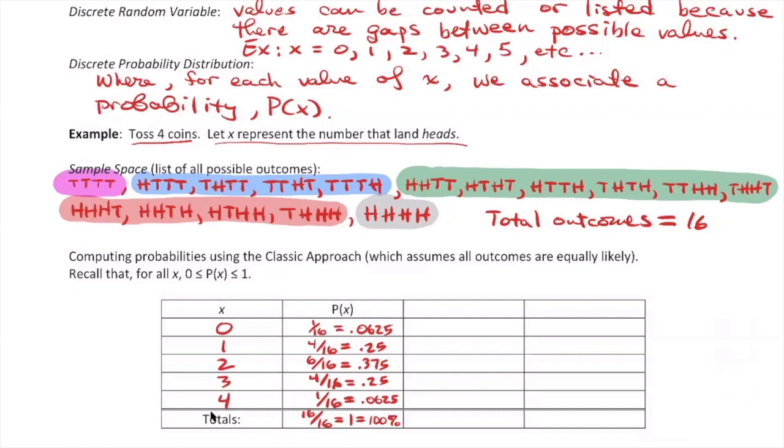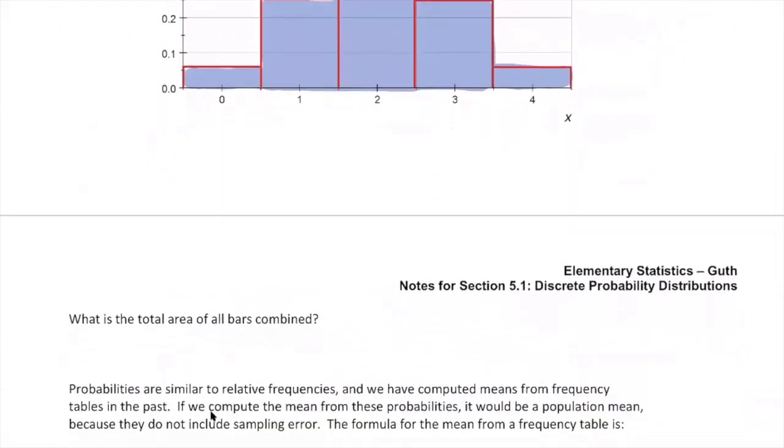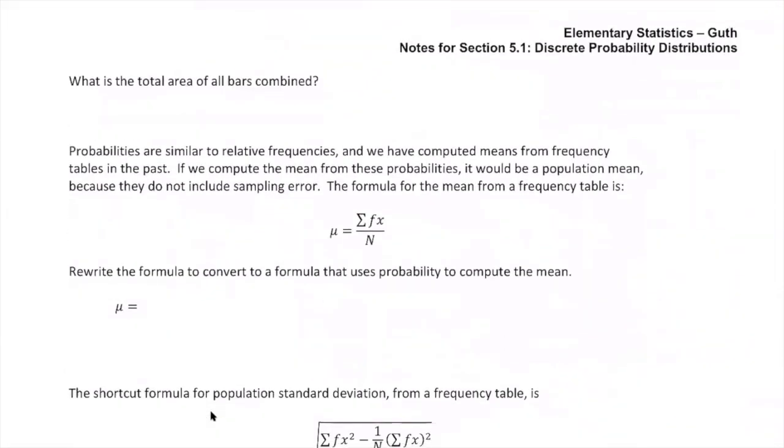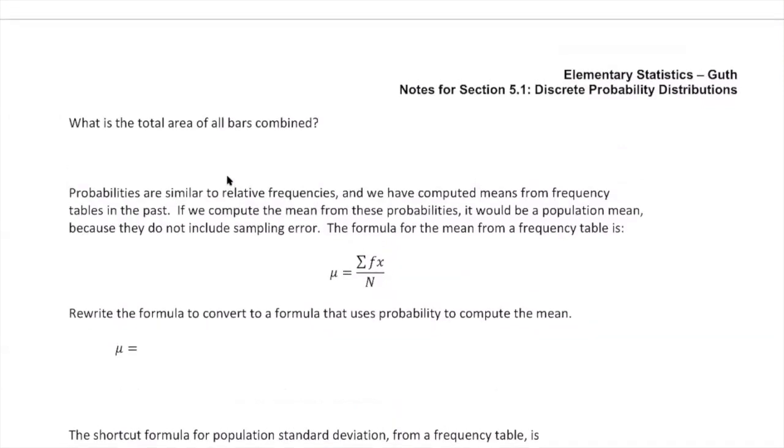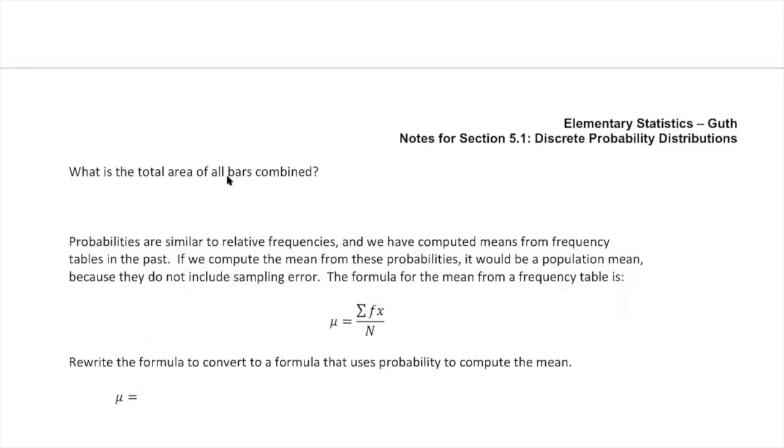So I hope that helps. And don't worry about this too much, because right now it's just in a theoretical realm, and in the end, we're going to make this real practical. There's a question here about the total area of all the bars.